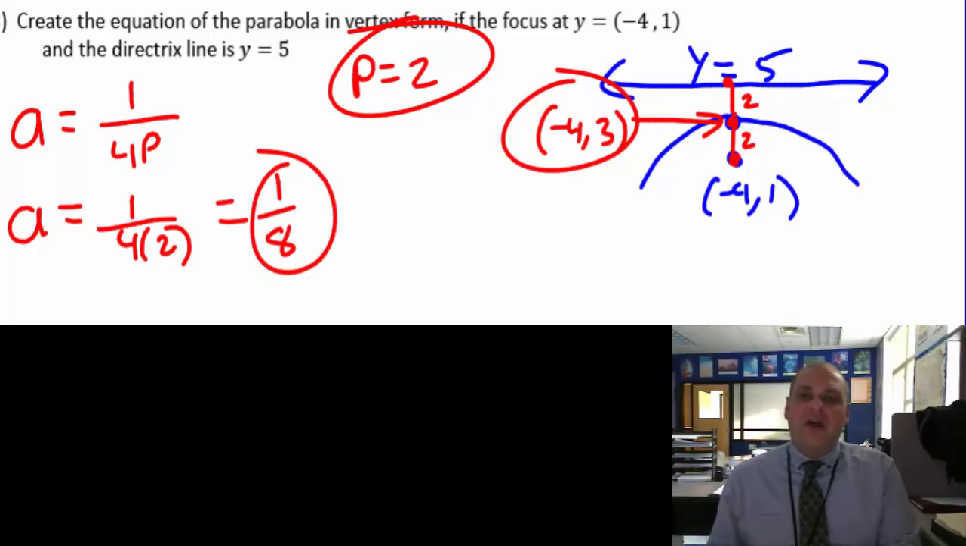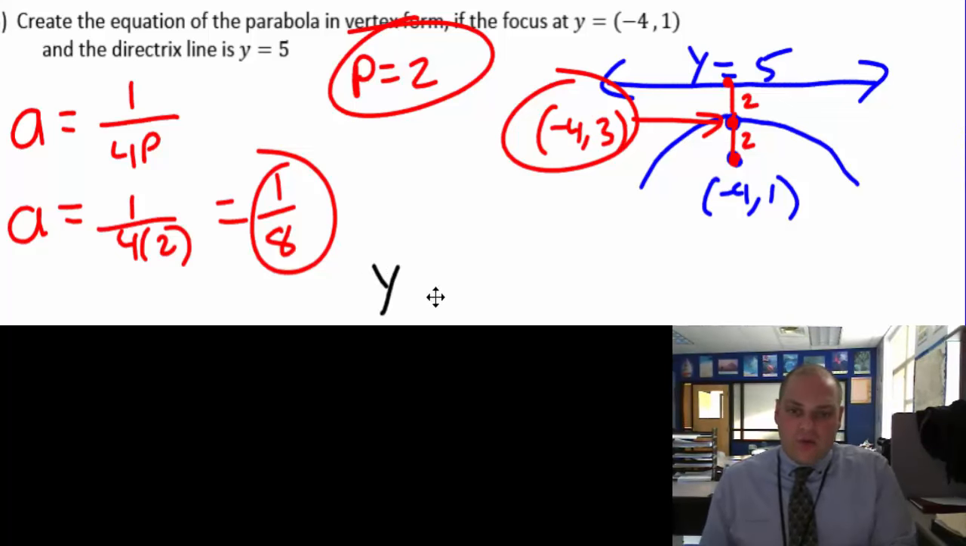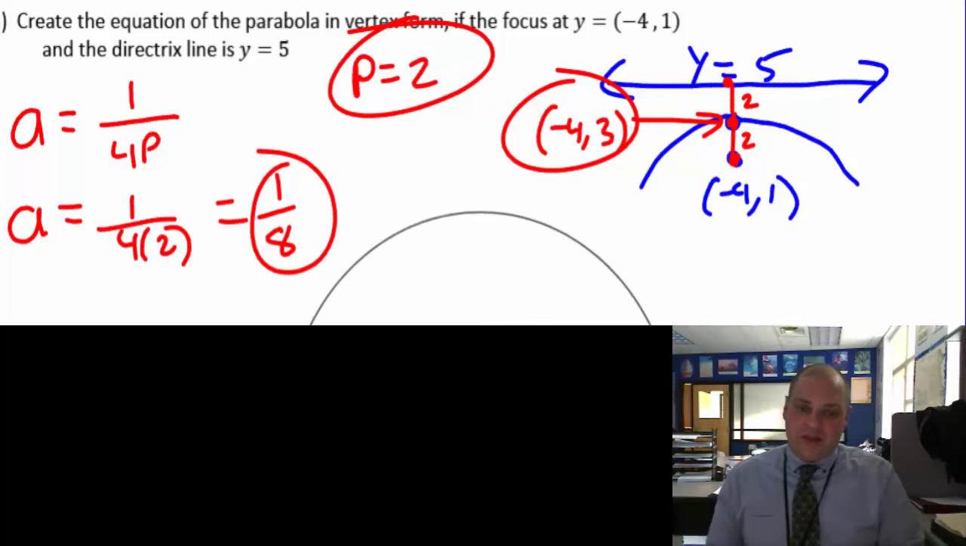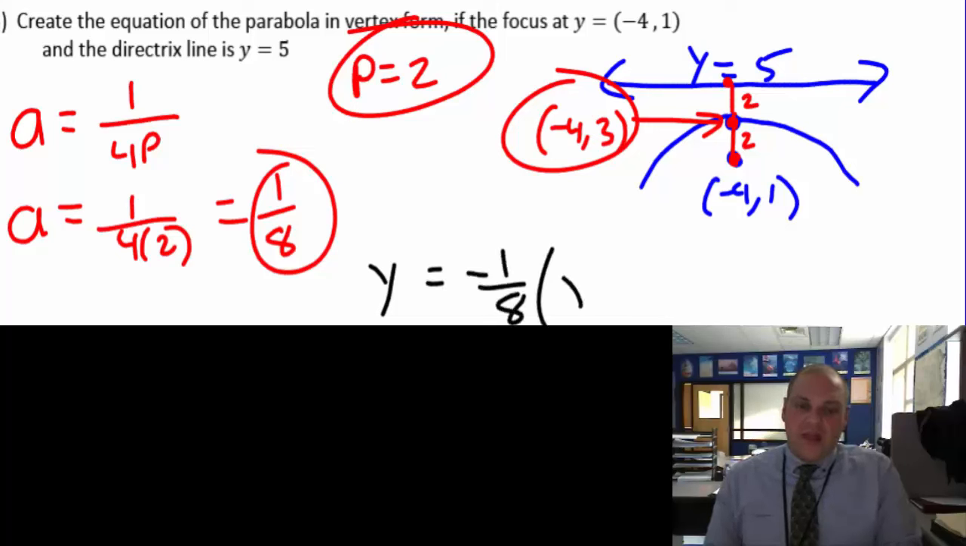Now I got a. I got my vertex. I can do my vertex form of my parabola. y equals, vertex form, a times x minus something squared plus something. All right, my a value is 1/8, but the parabola opens down, so it's negative 1/8. I got to squeeze that in here. y equals negative 1/8 times x plus 4. Remember that x value gets changed when you do vertex form, and then plus 3. So y equals negative 1/8 times x plus 4 squared plus 3 would be my vertex form.